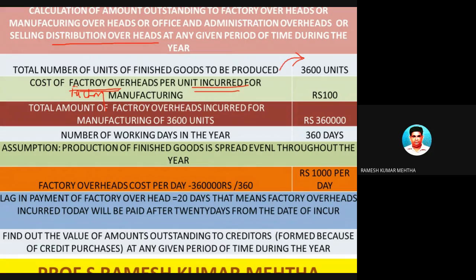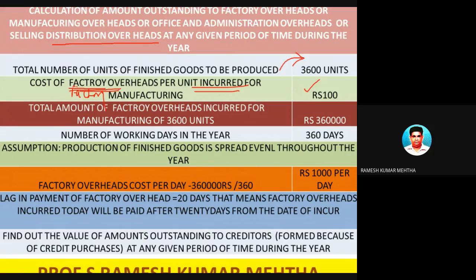In the same way, if you are asked about wages, the cost of wages per unit of finished product, that is the cost incurred for manufacturing one finished product. So in this case, to manufacture, the cost incurred as far as factory overheads per unit is 100 rupees.